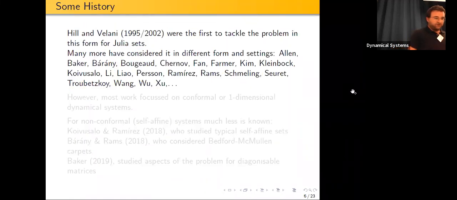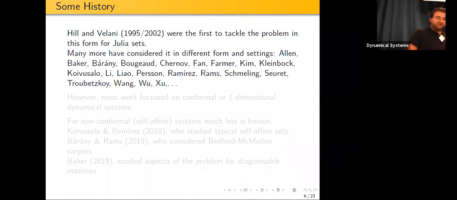All right, so let me go a bit into the history. Hill and Velani were the first ones to really study this problem in this kind of setting. First with the Hausdorff dimension, then with the Hausdorff measure. And they did this for Julia sets, as it says here, but many other people have since then expanded the work on these shrinking target type problems. And I'm sure I've missed out some of these names. Please don't feel insulted if you've worked on them. But this is some of the literature that's available.